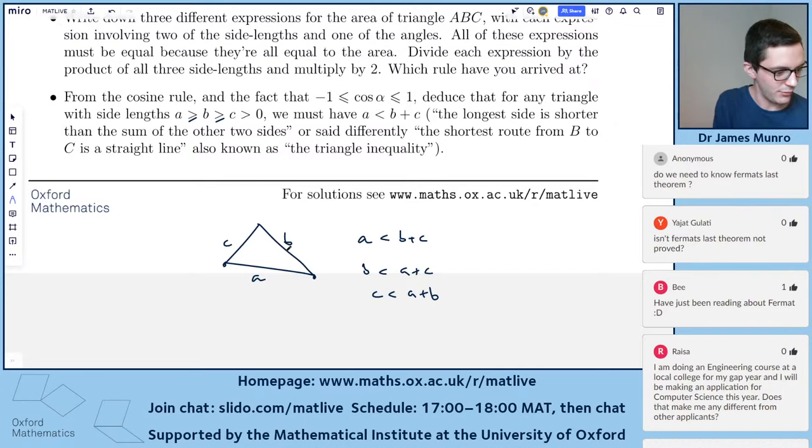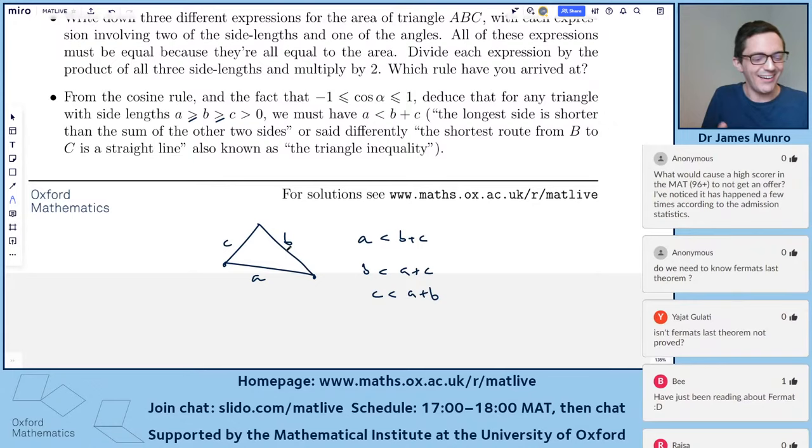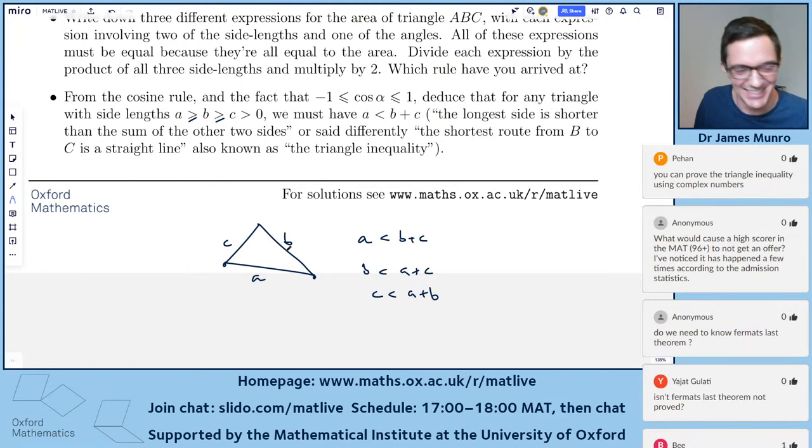There's a high MAT scorer question, which I'm going to do at the end as well. Oh, I love this stream. This is great. You can prove the triangle inequality using complex numbers. Someone in chat. Brilliant. Sounds really fun. I'm not going to do it on the stream today. Does Oxford care about GCSEs? I'll take it at the end as well.